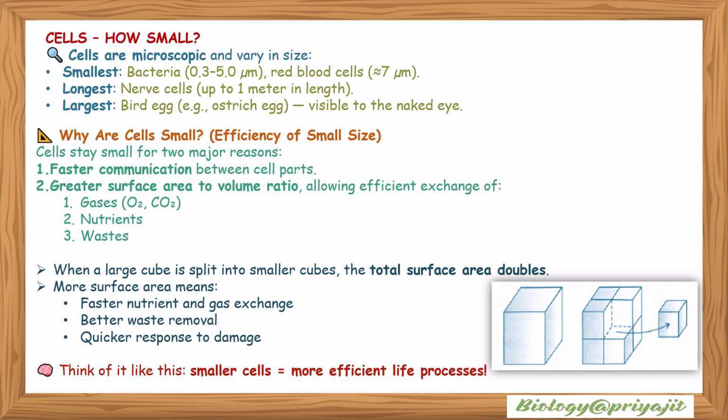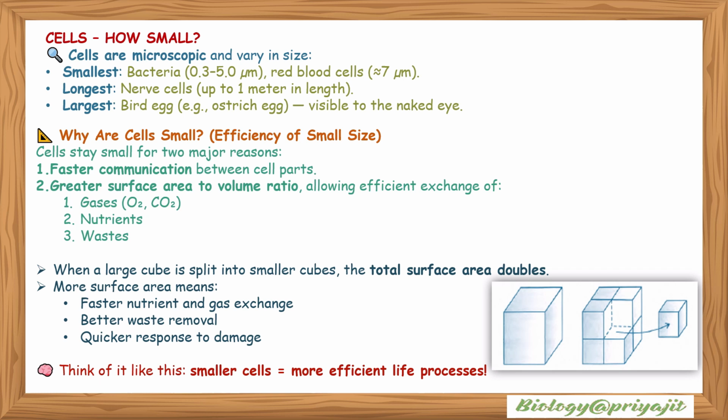Why are cells small? The efficiency of small size. Cells stay small for two major reasons: faster communication between cell parts, and a greater surface area to volume ratio, allowing efficient exchange of gases, oxygen, CO2, nutrients, and wastes.